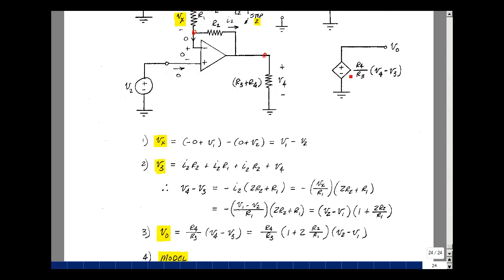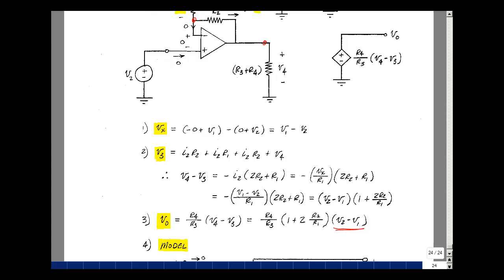Now Vout is just simply equal to R4 over R3 times V4 minus V3. So that's this expression here, but then V4 minus V3 is equal to this, which is 1 plus 2R2 over R1 times V2 minus V1. I've got the output in terms of the difference of the two inputs. If there's any noise common to those two voltages, they're just canceled. Pick up the differences. This again is very important when you're measuring something like a heartbeat, where there's noise on the common wires.